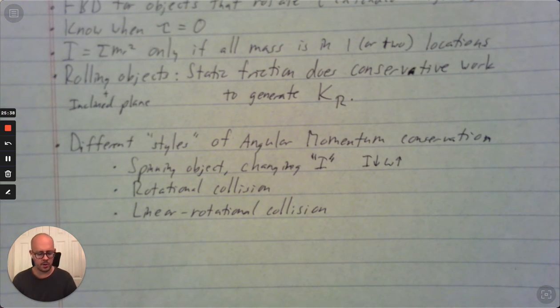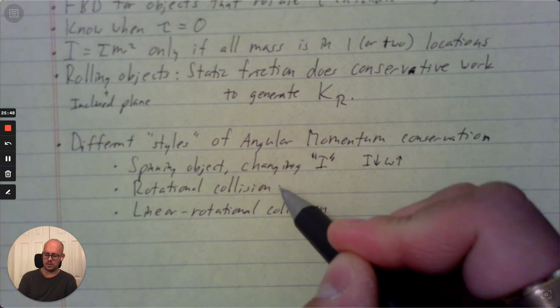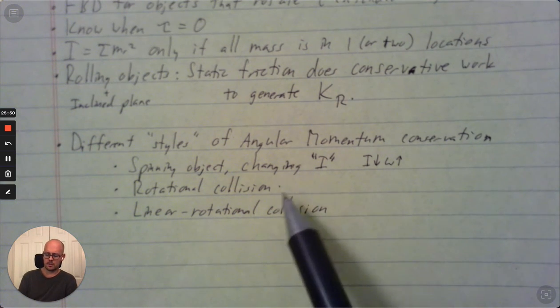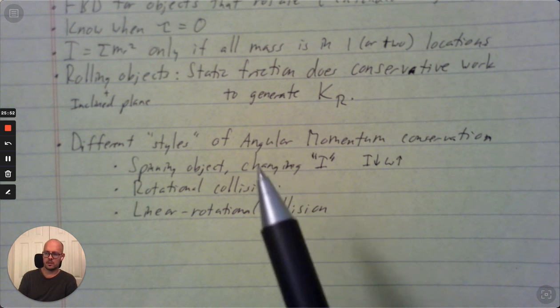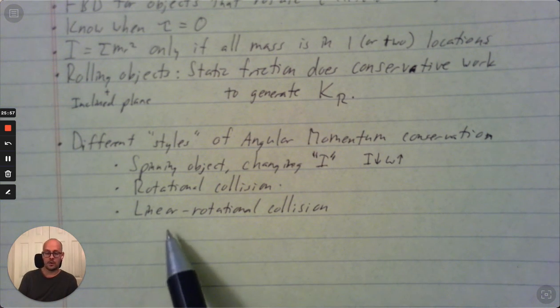Rotational collisions: if we have a rotating object and another rotating object hits it, then we have that sort of collision. This is probably the least common of the things that you would see, just because it doesn't happen as much in everyday life. But linear and rotational collisions are very common.